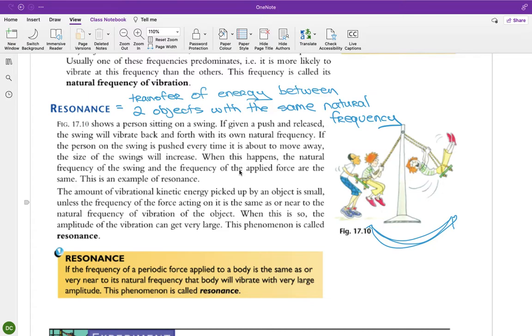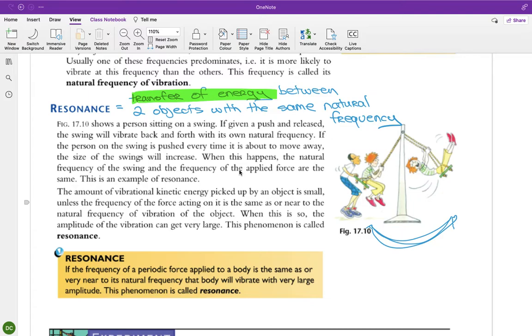If you miss that rhythm, if they're swinging over and back and you're following them and pushing them and pushing them, and you're not matching their swing, they won't get any higher. But if you wait on that push and you match their frequency, they will get higher with every swing. And what's happening there is a transfer of energy between you and the swing.